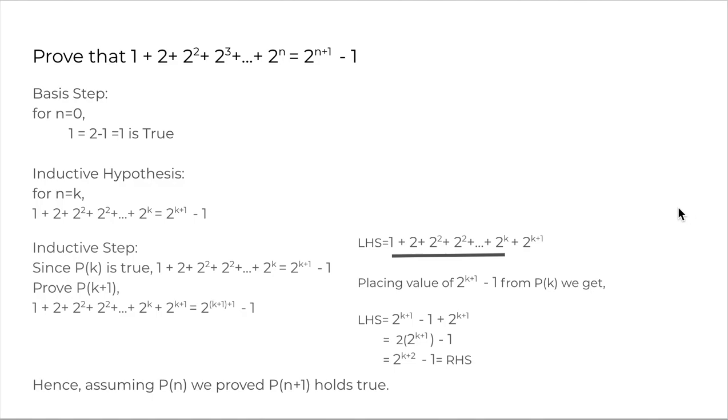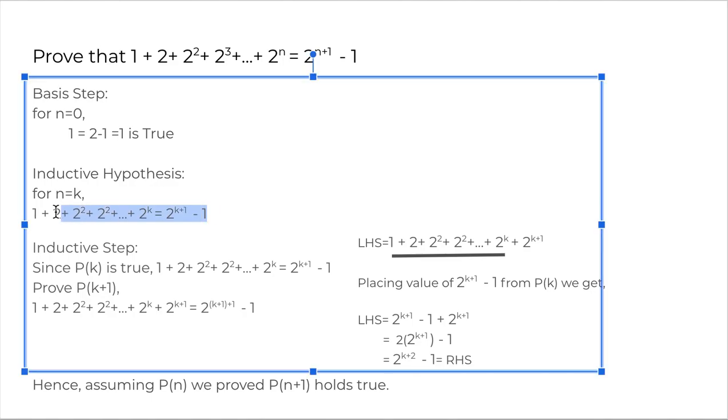The inductive hypothesis would be for n equal to k, that is P of k is true. So you add the first k powers of 2, you get that. So right here, 1 plus 2 square plus 2 raised to, this is actually 2 cubed, till 2 raised to k is 2 raised to k plus 1 minus 1.